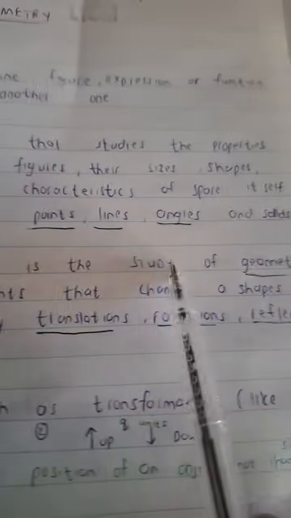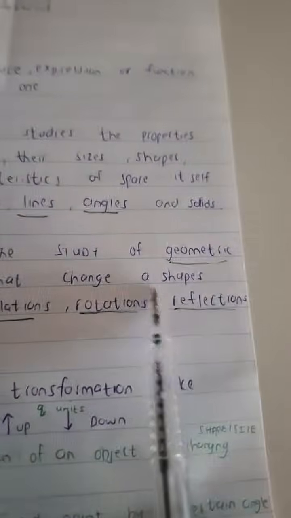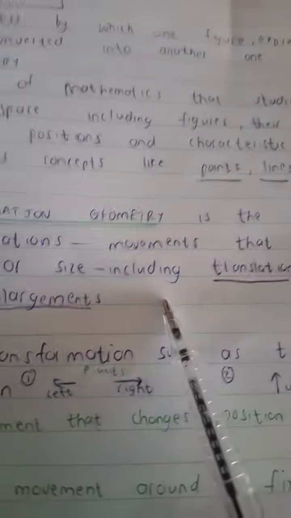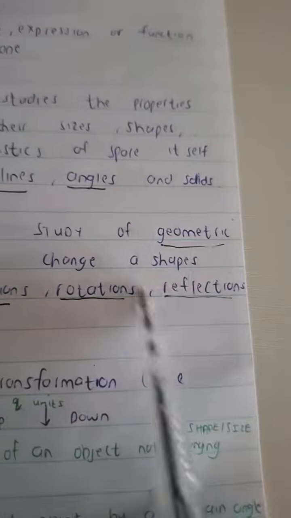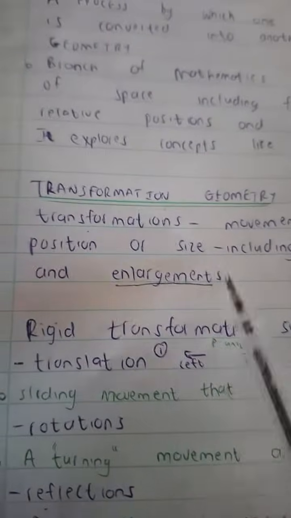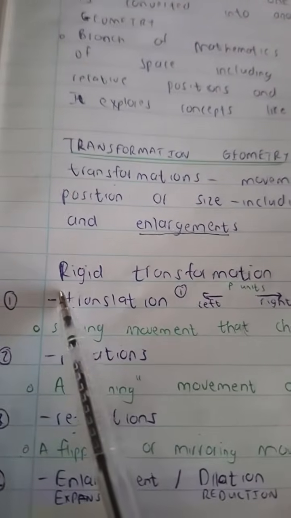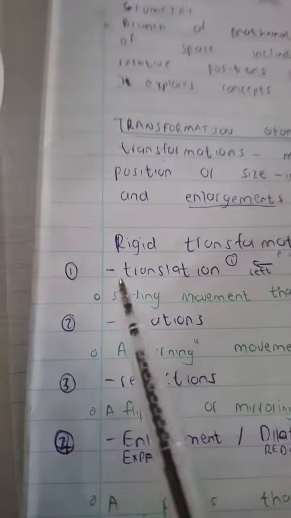So I repeat again, transformation geometry is simply the study of geometric transformations. What are those? Those are movements that change a shape's position or size. This includes translations, rotations, reflections, and enlargements. Now, for your rigid transformations, such as your transformations that are like what?